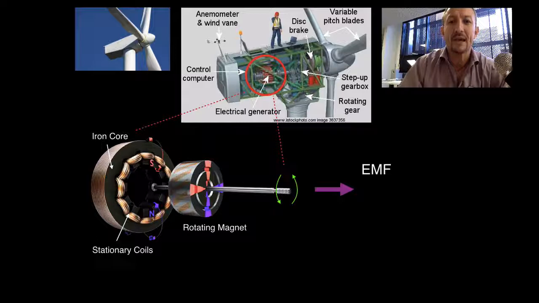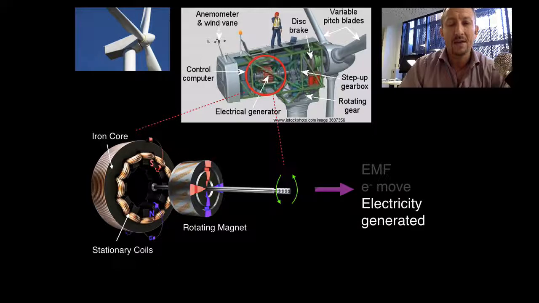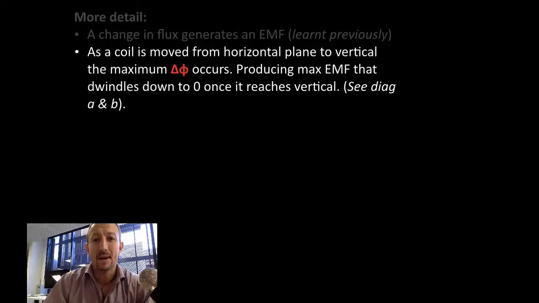So basically what we get is an EMF which is produced due to this kinetic energy which causes electrons to be moved, and this electron movement we call a current or basically a voltage, because the voltage gives the electrons the energy to move from one place to another. Okay, so let's go through that in more detail and break down exactly what's going on. As we know, we get a change of flux which generates an EMF.